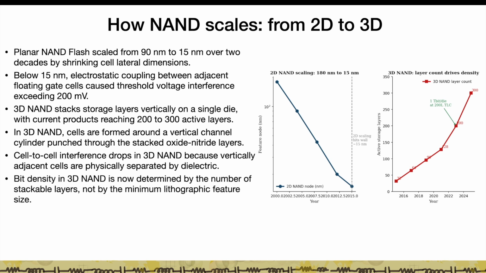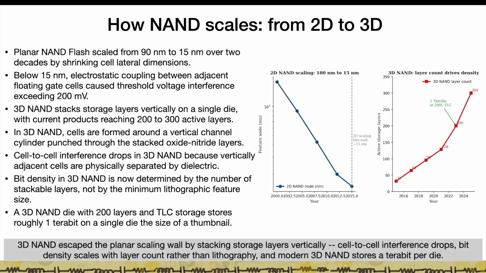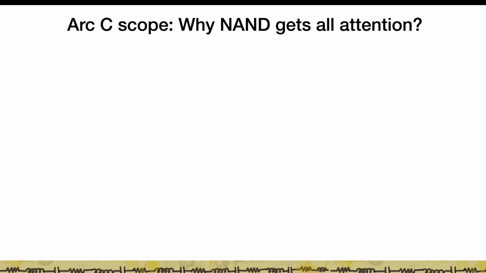The density scaling driver shifted from lithography to deposition. Adding more layers costs roughly the same as the additional deposition and etch steps required. There's no fundamental physics barrier to adding layers, only process complexity. Current production has passed 200 layers. Some manufacturers are targeting 300 layers within the next 2 years. At 200 layers with TLC storage, that is 3 bits per cell, a single die the size of a thumbnail stores roughly 1 terabit. The numbers here are not subtle.